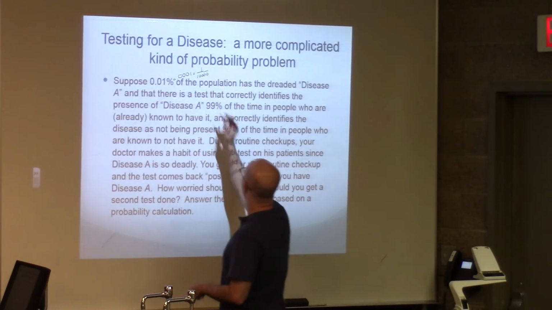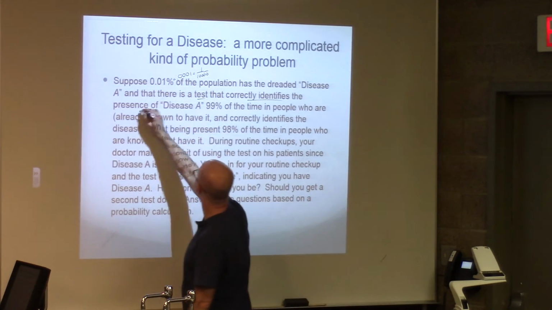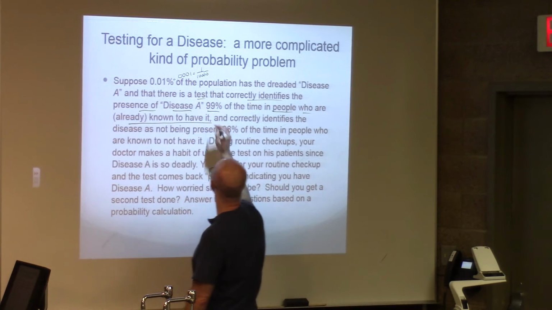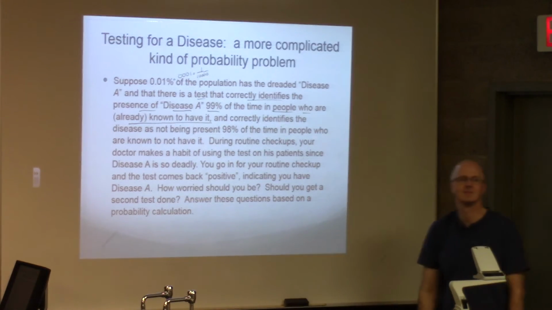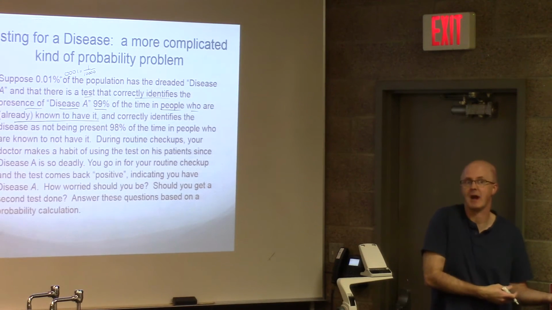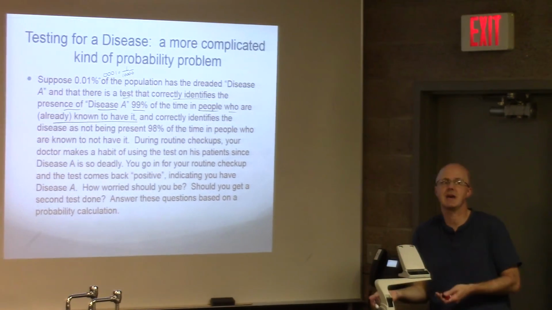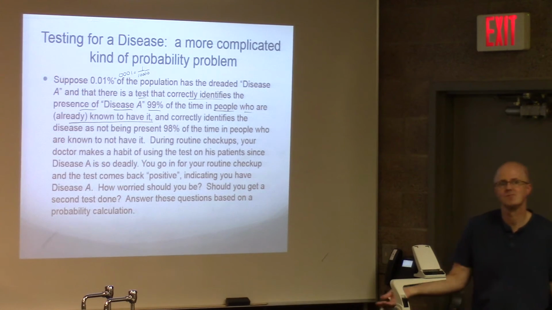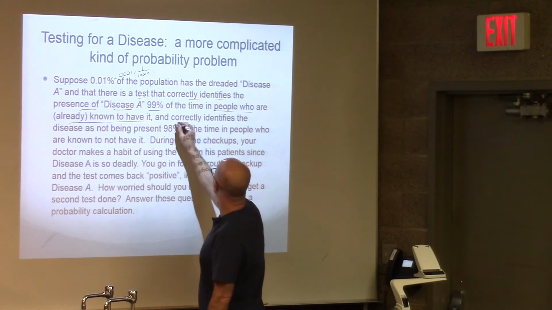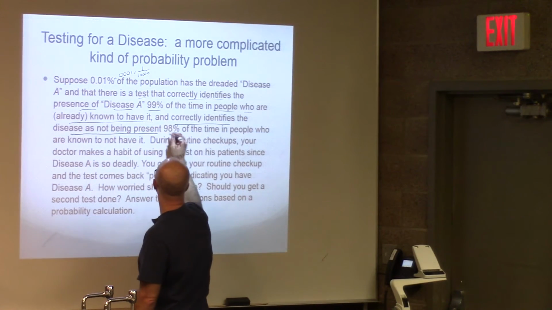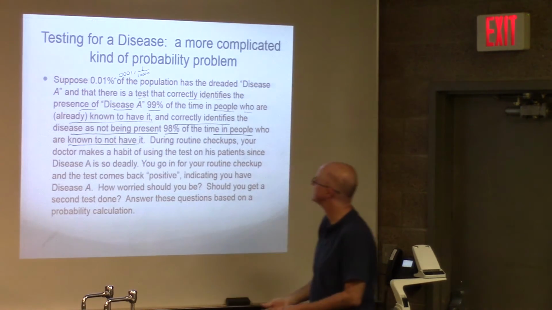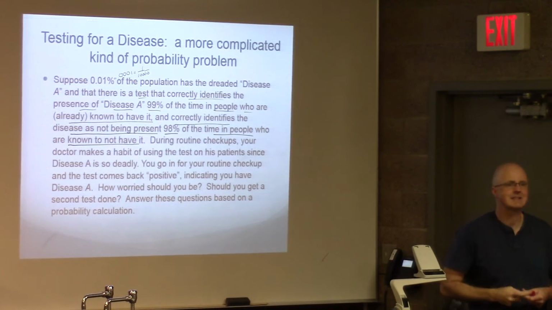There's a test that correctly identifies the presence of disease A 99% of the time in people who are already known to have it. So there are people that are known to have it and people that are known to not have it based on some other test, perhaps. So if there's some other test, why is there a new test? Well, maybe this new test is cheaper. Maybe. That does happen. And it correctly identifies the disease as not being present in 98% of the people who are known to not have it. So they're testing this cheaper test to see how well it works.